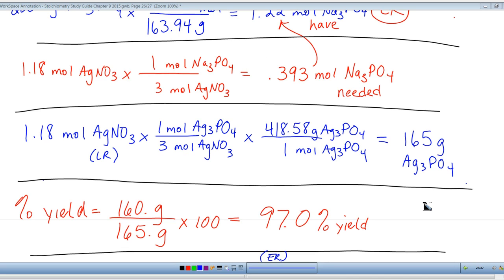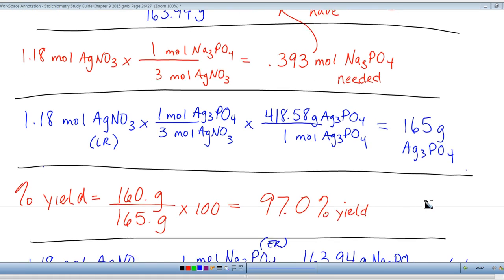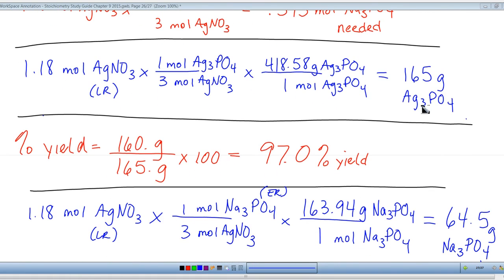We got the yield. The second part wanted to know how much of the excess is left over. How much of the excess is unreacted? So these two blue calculations look very similar. The first one, we took the limiting reactant and we turned it into the product. This one, we're going to use our limiting reactant and turn it into our excess. And then I just went one step further and went back to grams.